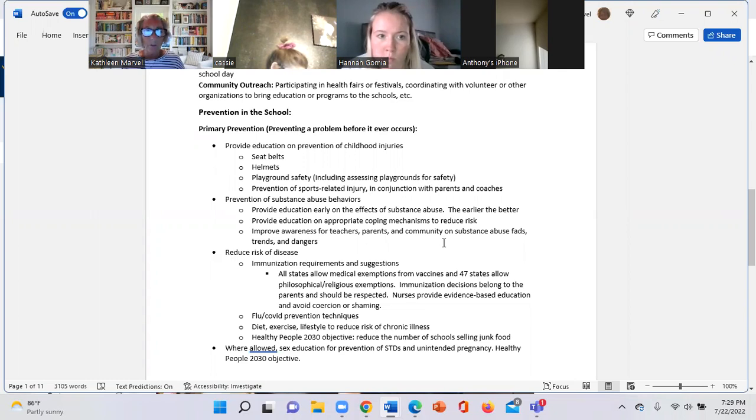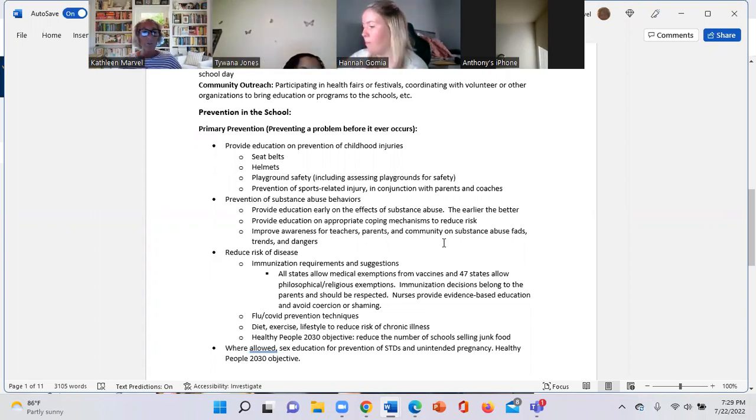So primary prevention is preventing a problem before it occurs, right? So what are some examples of primary prevention? All right, well, we want to provide education on prevention of childhood injuries. So like you just said, seatbelts, education for seatbelts, education for helmets, playground safety. And that includes assessing playgrounds for safety.